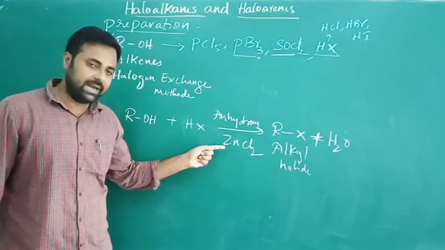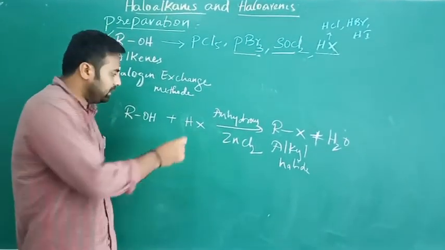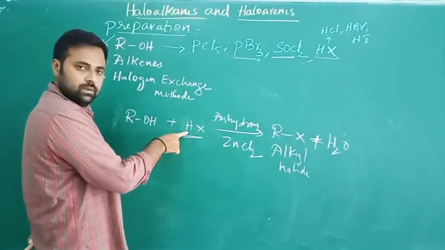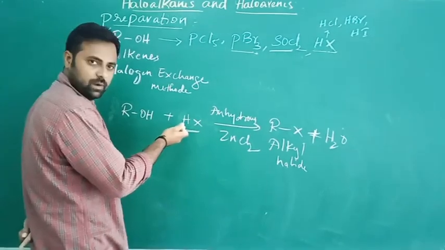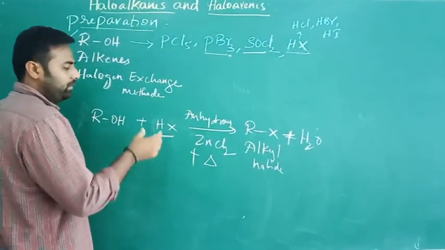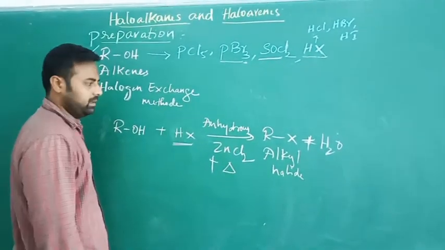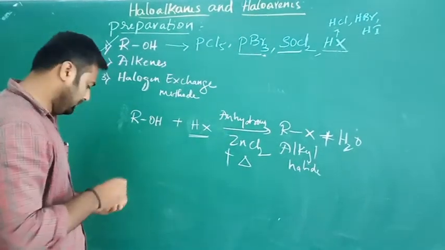Obviously, this zinc chloride acts as which reagent here? Reducing agent. And in this reaction, the HX bond is very strong to break. To break this HX bond, the zinc chloride and some amount of heat will break the bond and lead to the formation of alkyl halide. This is the general equation.